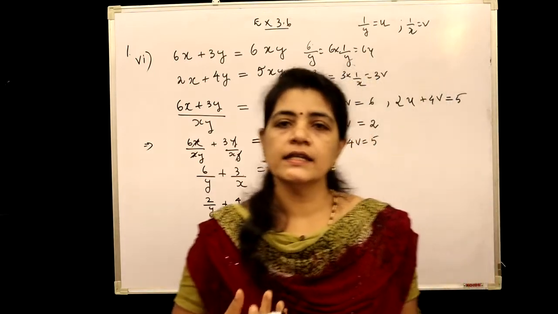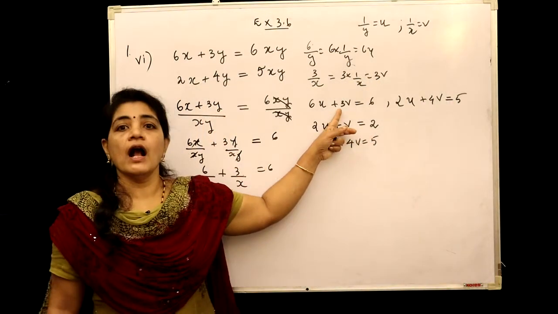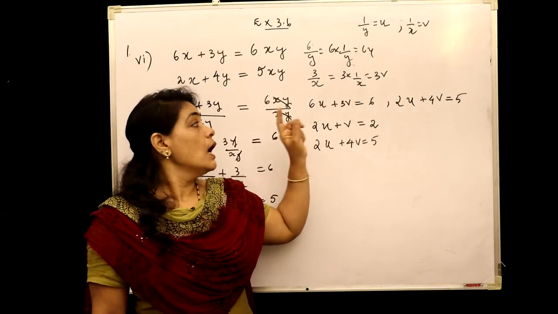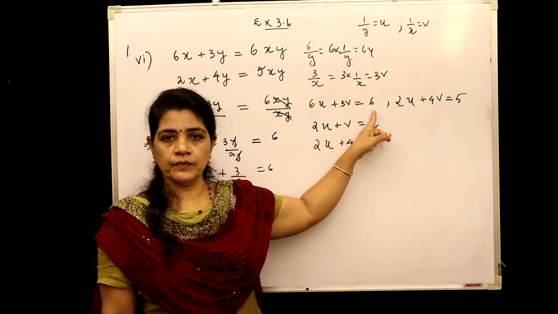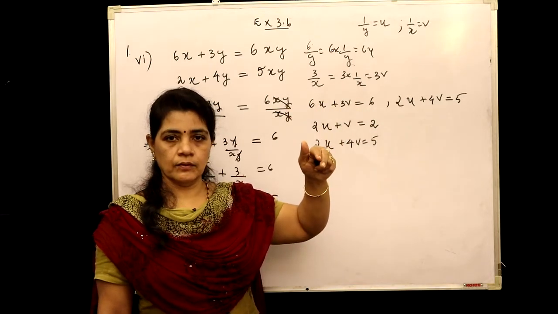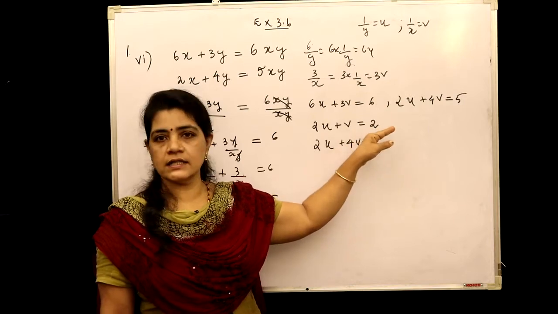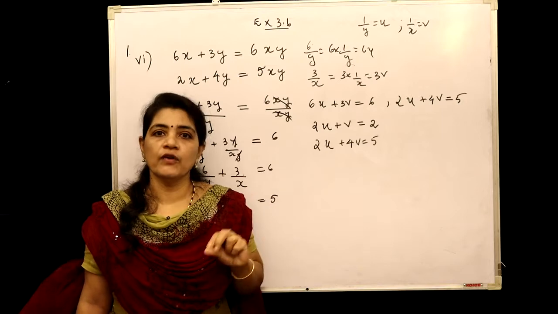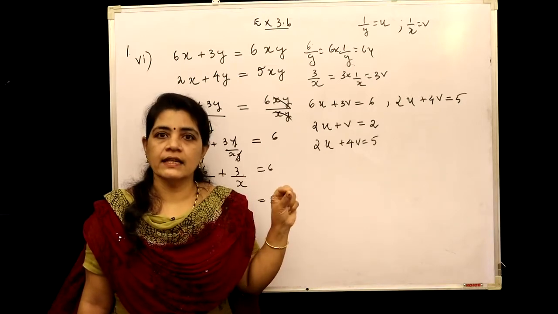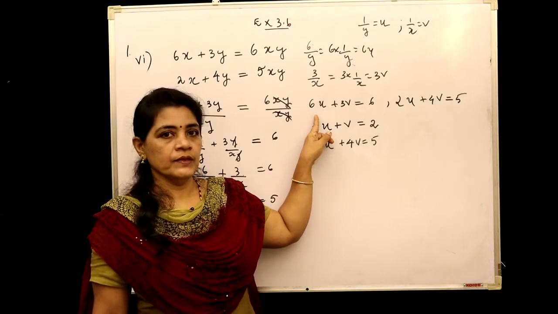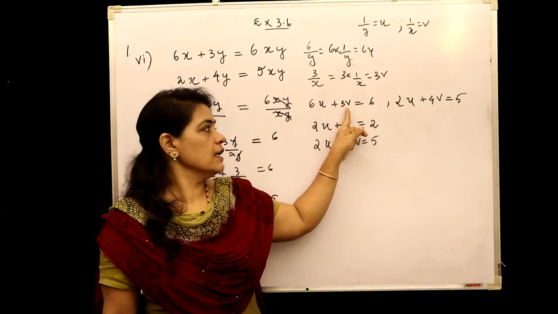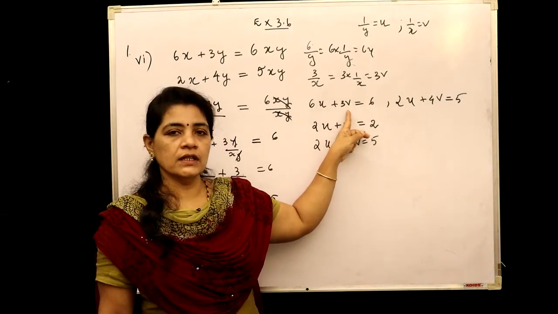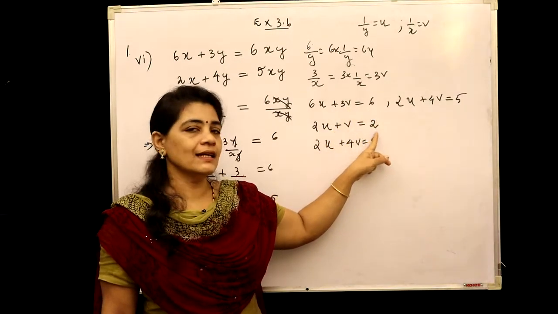What I have done is clear, children. In the first equation, after substitution, we have seen that 6u plus 3v is equal to 6. If there is any common factor in each term of the LHS as well as the RHS, you can divide and simplify by cancelling the common factor. That is what I have done. 6 is a multiple of 3 and 6. So 2u, and if you divide 3v by 3, you get v, and 6 by 3 is 2.